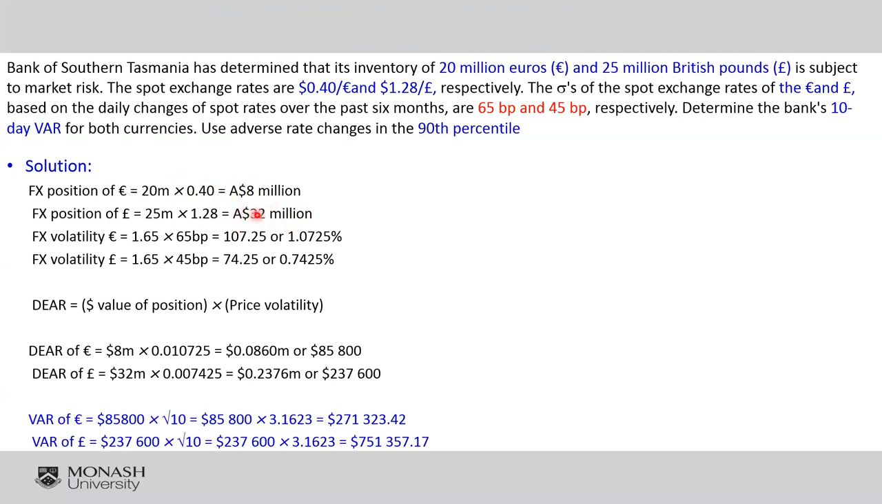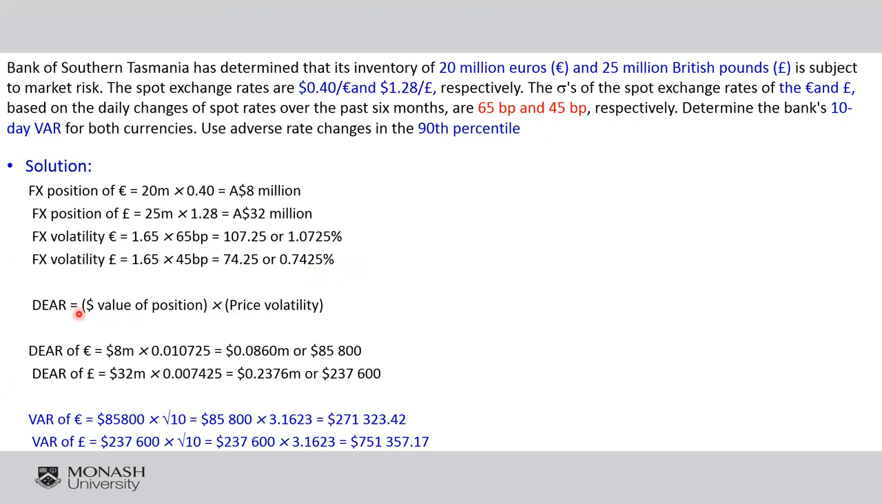Now we want to calculate the Forex volatility. The Forex volatility for the euro is still the 1.65. We are talking about the Z value times the standard deviation. The Z value is 1.65. The standard deviation for the euro is 65 basis points, and this is 45 basis points. So we multiply it and we find this to be 107 and this to be 74 basis points.